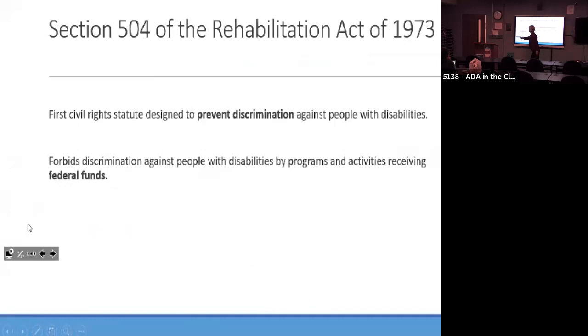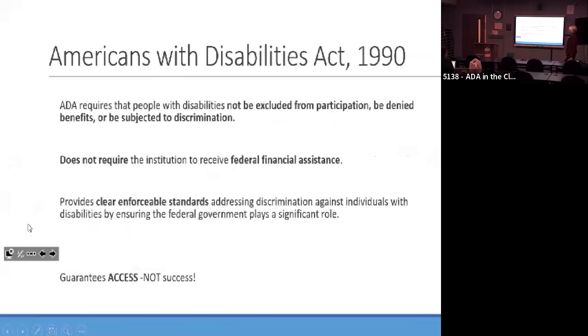The ADA of 1990, you'll see the language is a little bit different. It's more inclusive: not to be excluded from participation, be denied benefits, or be subjected to discrimination. So it's broadened there. And at this point, after 1990, it doesn't matter if you receive federal funds or not, everyone must abide by it. And then probably one of the most important things from a legal point of view is clear enforceable standards, whereas before it was kind of broad.